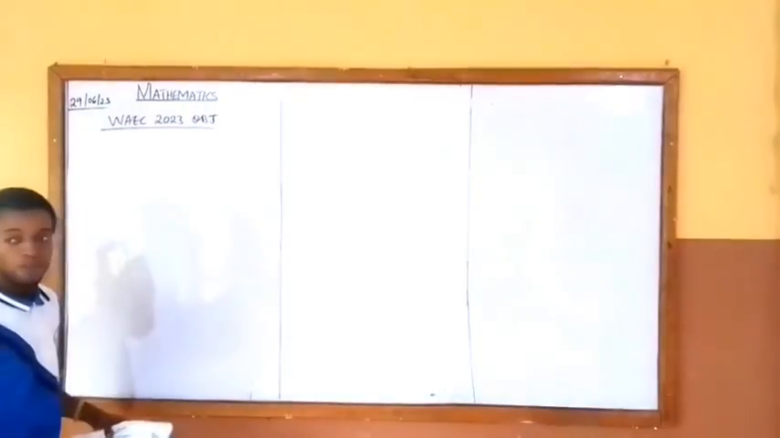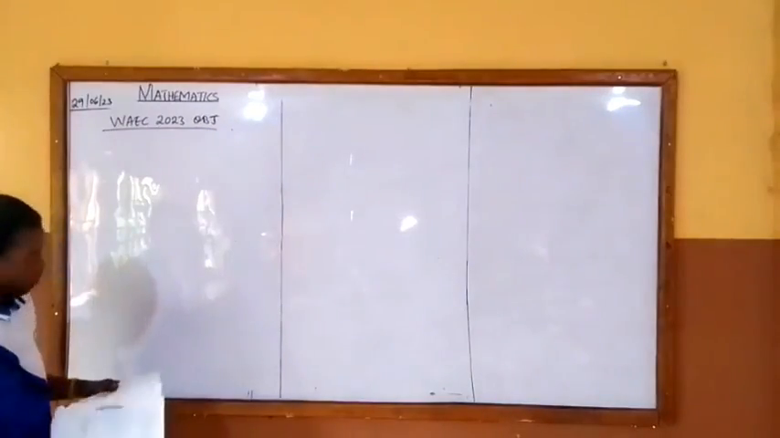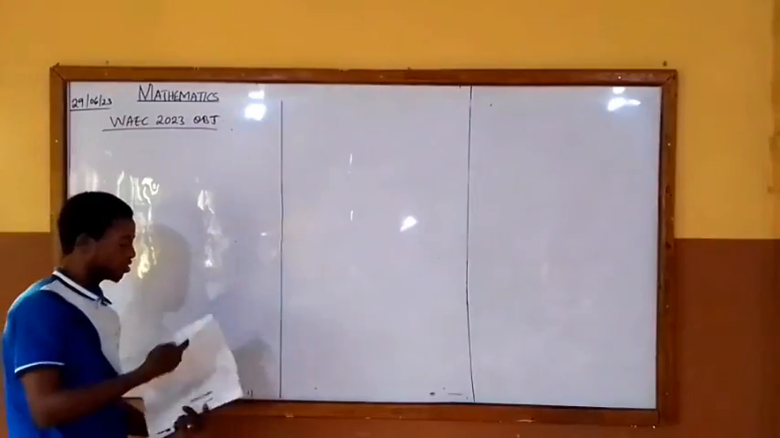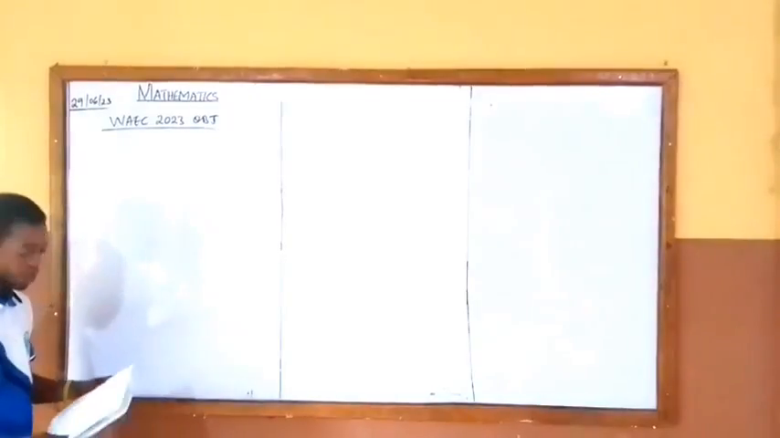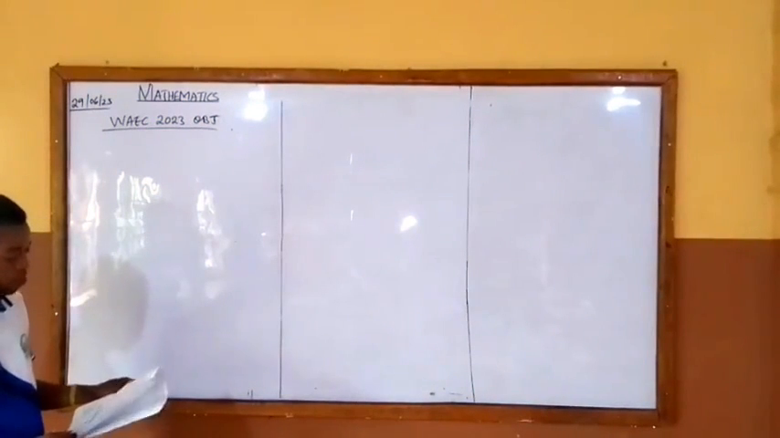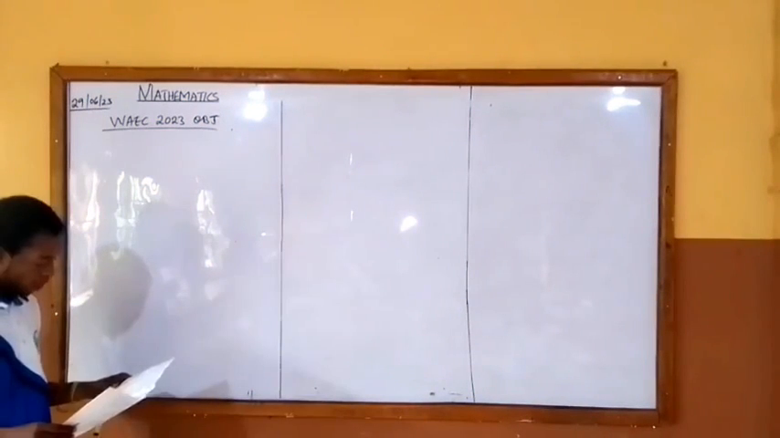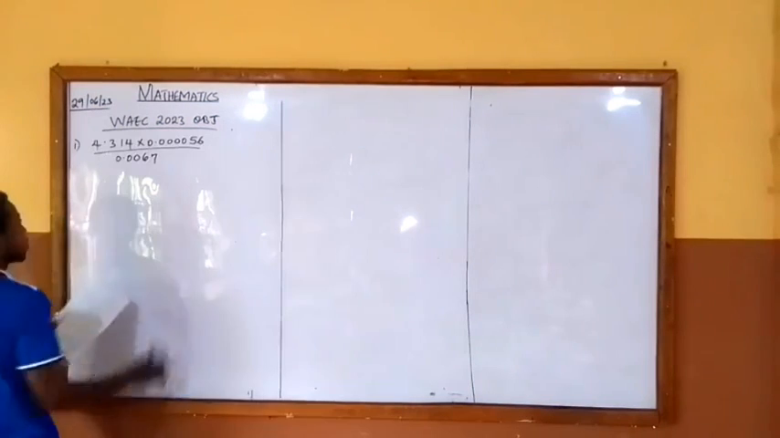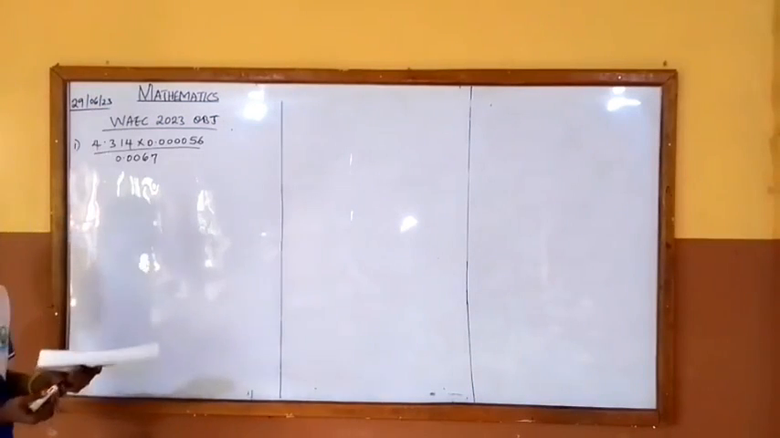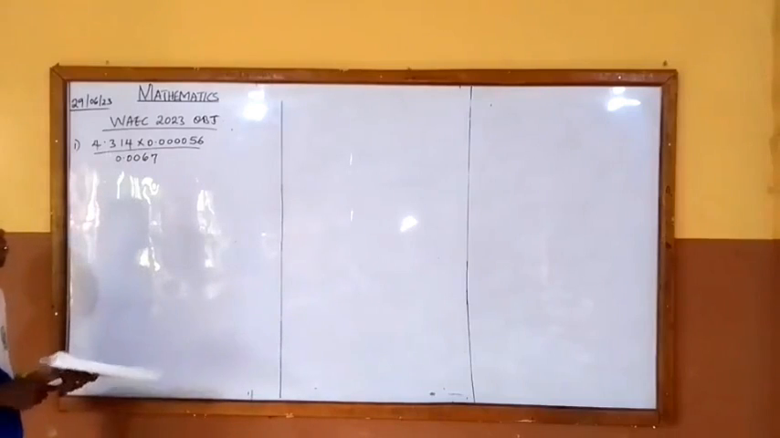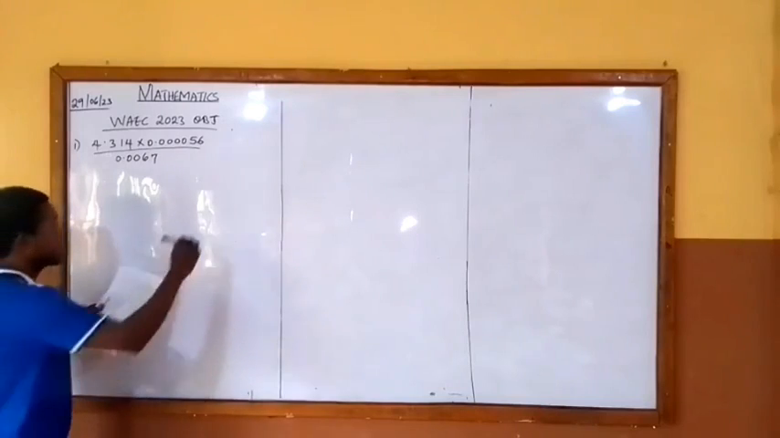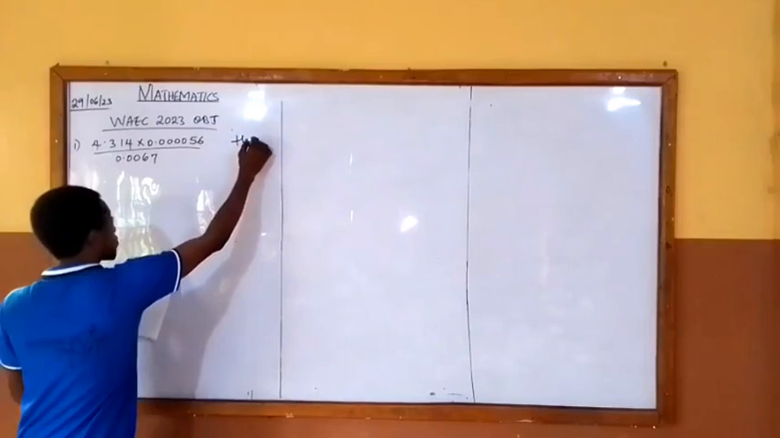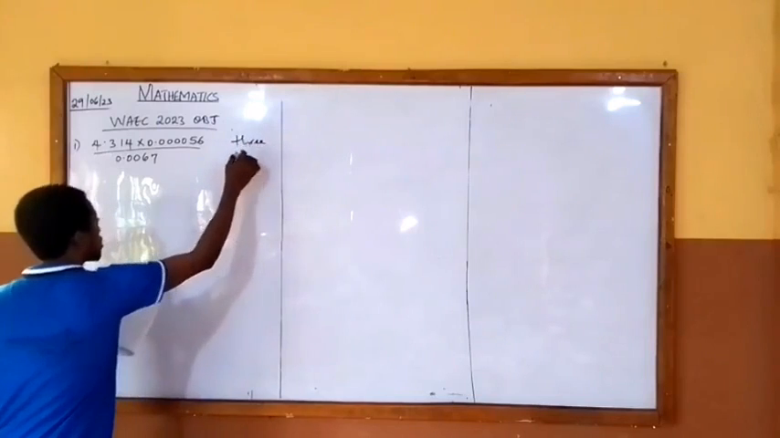Today's class, we want to look at the solution to the just concluded WAEC Mathematics OBJ. So number one: when you are solving OBJ and you see this kind of question, they say we should do it to 3 decimal places.